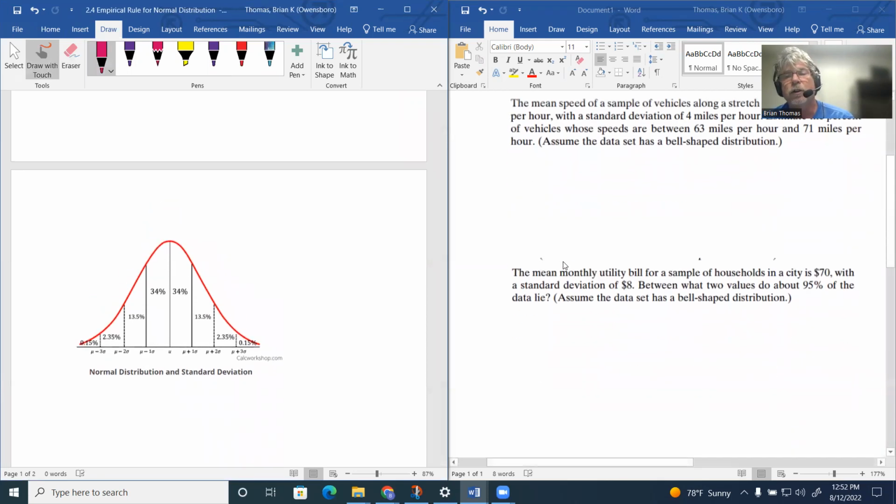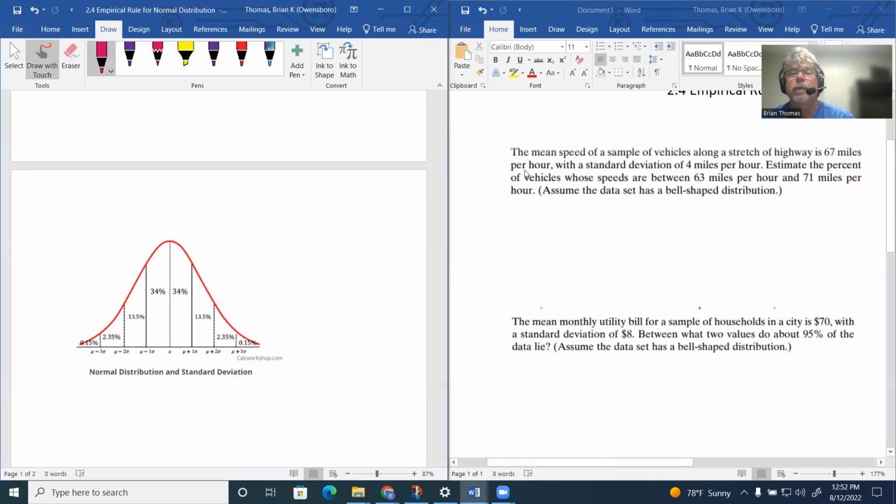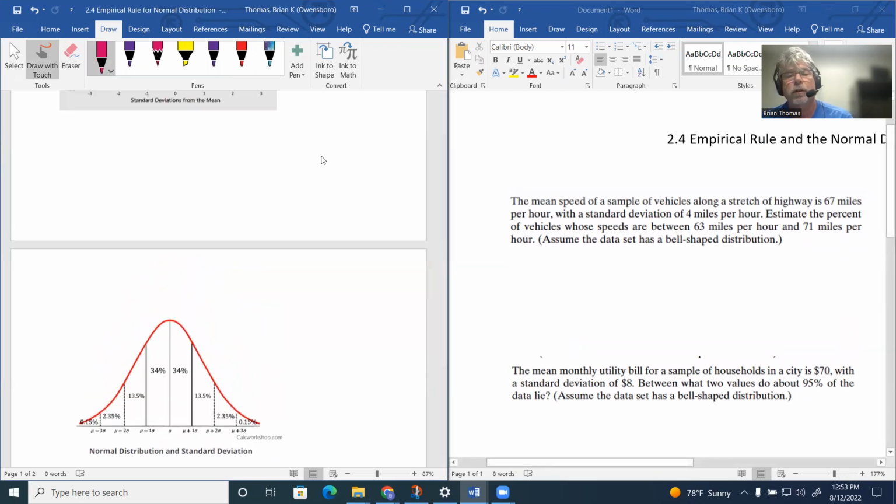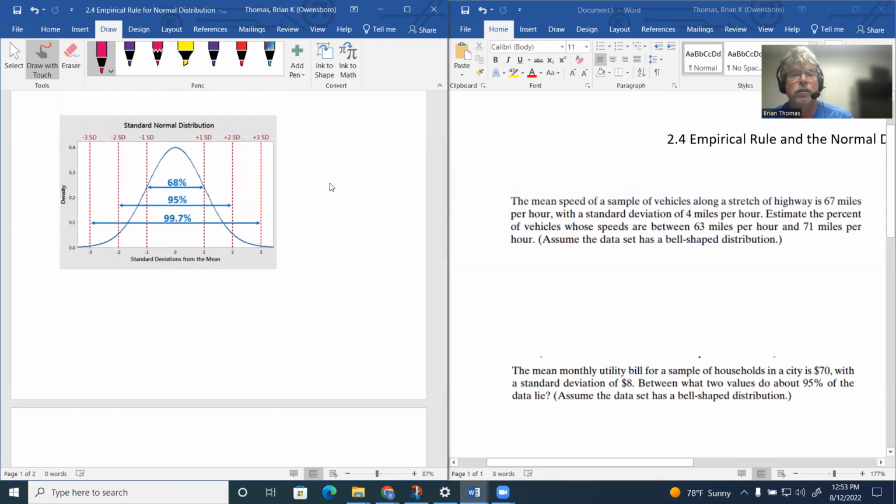So I'm going to pick out two questions over here. The mean speed of a sample of vehicles along a stretch of highway is 67 miles per hour with a standard deviation of 4 miles per hour. Estimate the percent of vehicles whose speeds are between 63 miles per hour and 71 miles per hour. Again, they're assuming that this data is a bell-shaped curve or a bell-shaped distribution. We also call that a normal distribution.